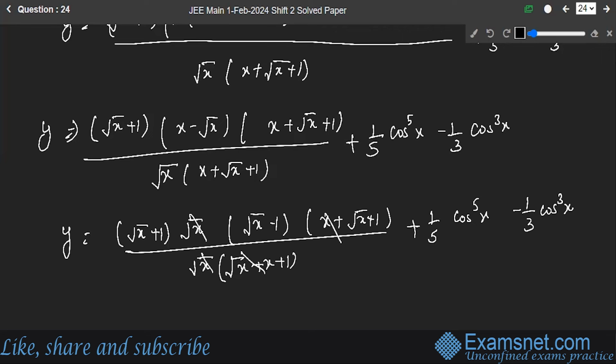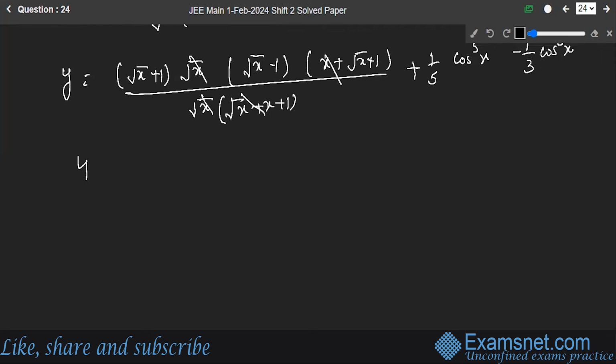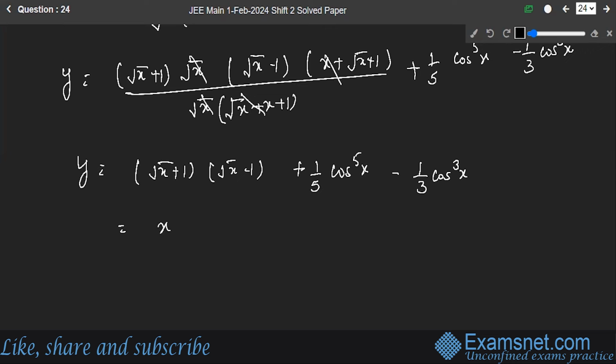This and this and this will cancel. You will have y is equal to root x plus 1 root x minus 1 plus 1 by 5 cos power 5x minus 1 by 3 cos power 3x. And this is equal to x minus 1 plus this minus this. Let's differentiate both sides.